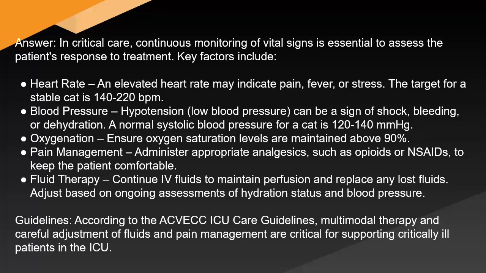treatment. Key factors include heart rate. An elevated heart rate may indicate pain, fever, or stress. The target for a stable cat is 140-220 BPM. Blood pressure. Hypotension, low blood pressure, can be a sign of shock, bleeding, or dehydration. A normal systolic blood pressure for a cat is 120-140 mmHg. Oxygenation. Ensure oxygen saturation levels are maintained above 90%.